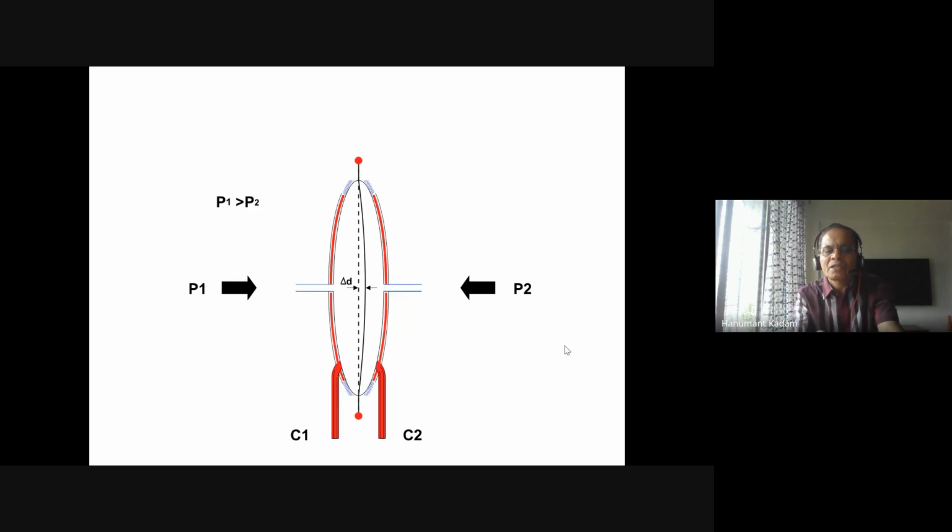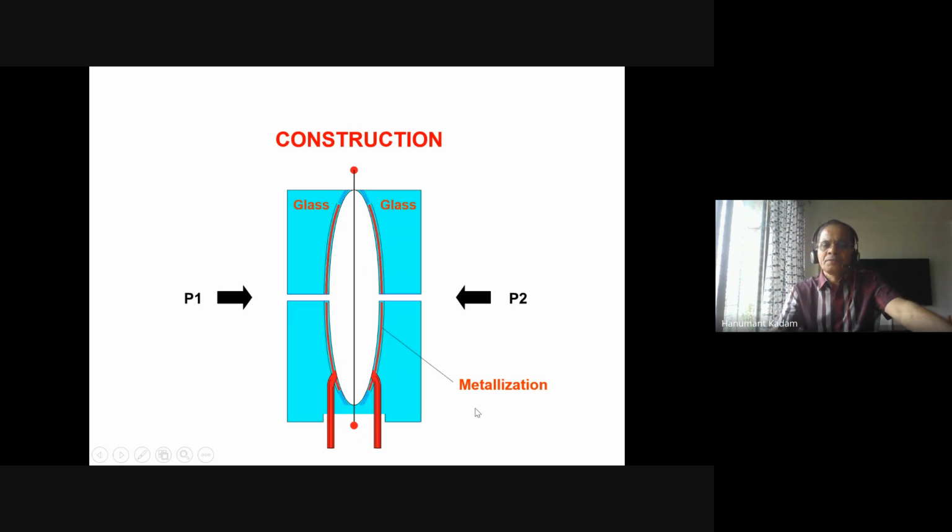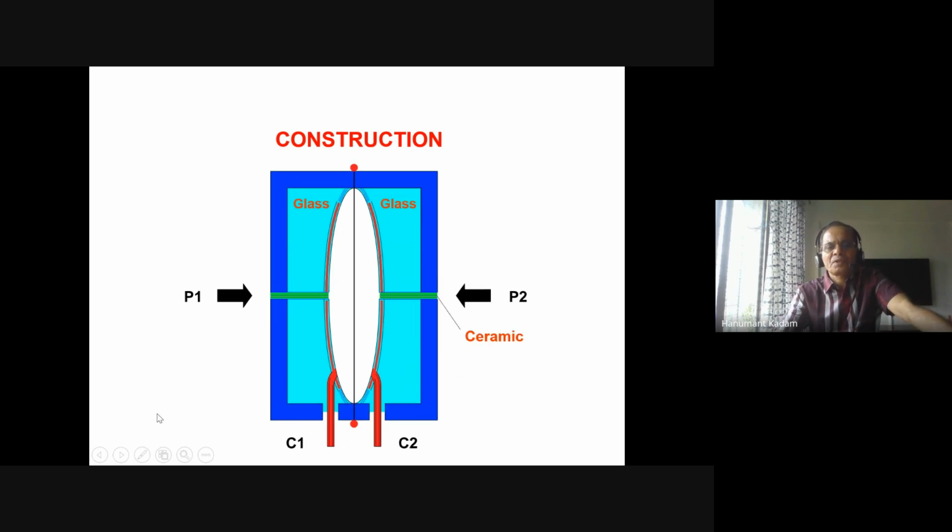But here, what is happening? P1 is greater than P2. So the diaphragm has shifted like this. So like this, it is happening. So glass portion construction, P1, P2. So this is a ceramic capacitor.